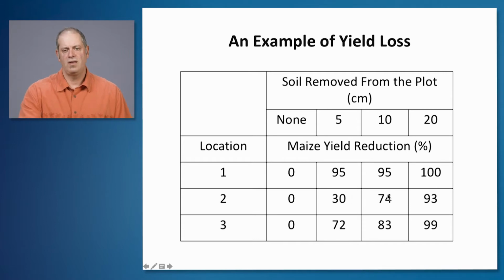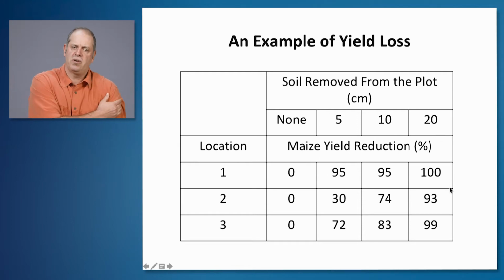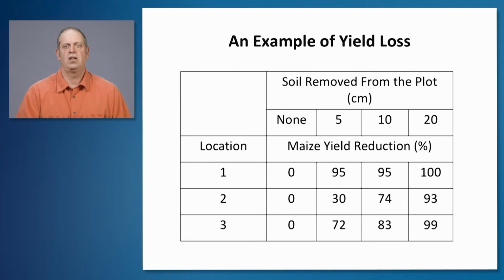And so this has an effect. This has a similar effect with more and more sediment removal. You see more and more yield reduction to the point where it's approaching 100% yield reduction with 20 centimeters of removal. And what you see is that trajectory of yield loss or reduction is different for different locations.